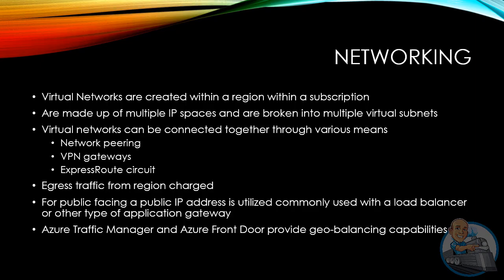When I have multiple regions, I want to balance traffic between the regions. So here I can think about Azure Traffic Manager, which is DNS based. That would be like AWS Route 53. Or I could use Azure Front Door if it's HTTP based. That would be like AWS Global Accelerator. So there are different geo-balancing capabilities on the networking.